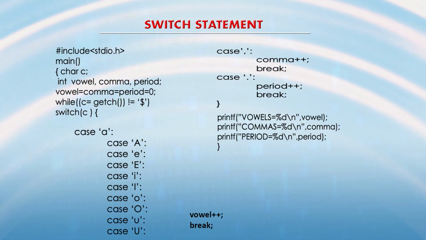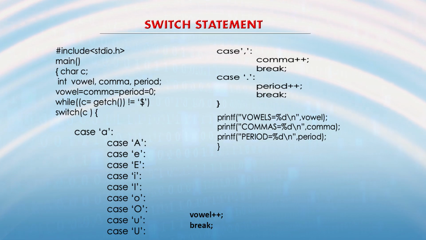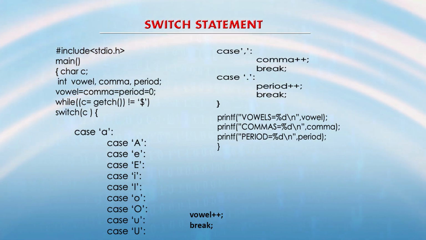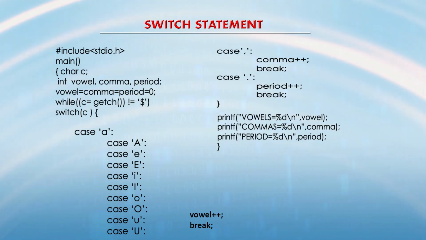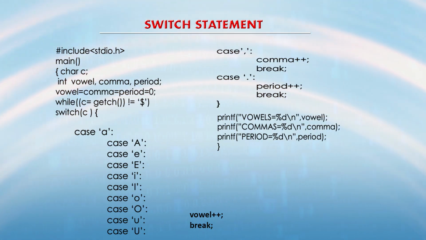So, the program will let you know that the text entered by you contains how many vowels, how many commas and how many periods. So, this is how the switch statement works altogether.